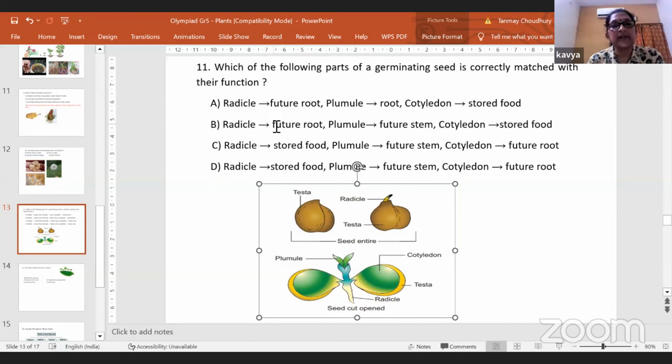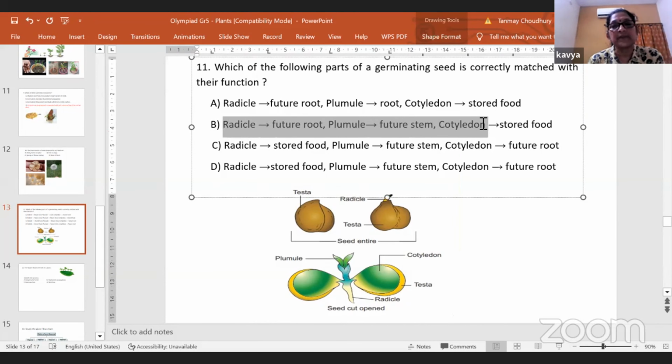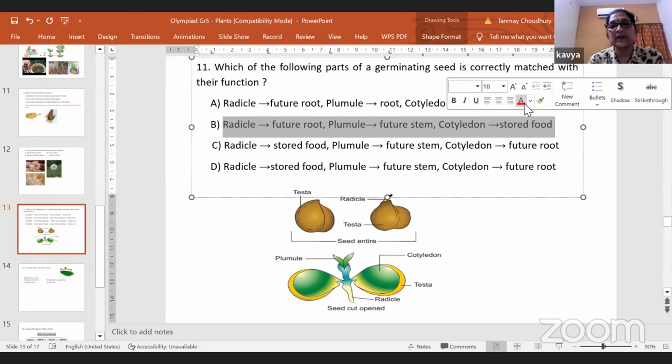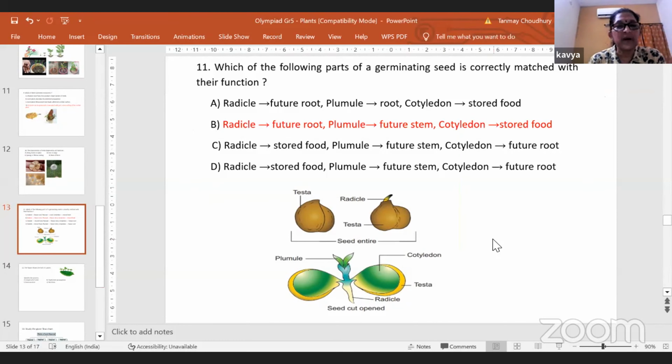Next one. Radicle future root, correct. Plumule future stem, correct. It is not actually future stem, it is the baby root and baby shoot. So cotyledon stored food, correct. So here all three are correct. So this will be the right answer. So you needn't go further, but then, yes, I don't think we have discussed this. So here the parts of the dicot seed with the seed coat, testa is another name for the seed coat. The radicle comes out first on germination once it is given the right conditions.